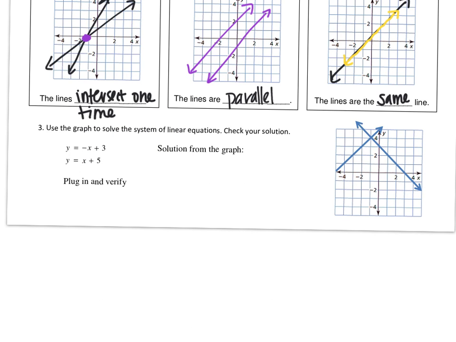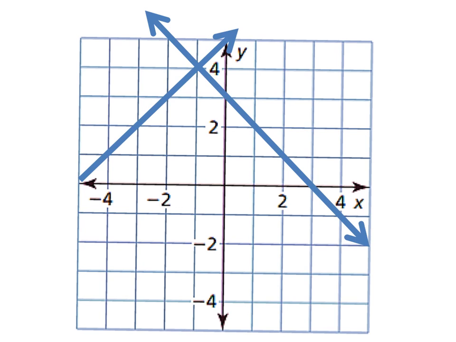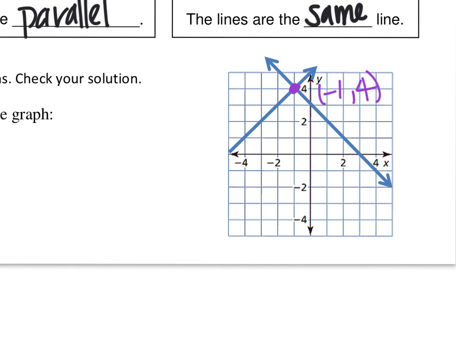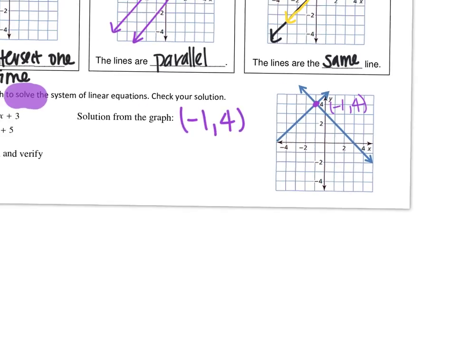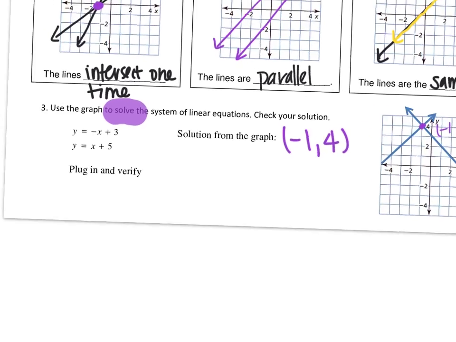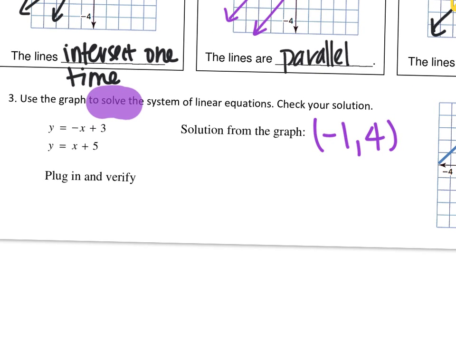Question 3 down here says use the graph to solve the system of linear equations. Remember, if we're looking to solve the system, we're looking for where these lines intersect. Looking at my graph, they intersect here at the ordered pair (-1, 4). So our solution from the graph is the point (-1, 4). I can check that algebraically by plugging it into my equations and verifying, just like we did in problems 1 and 2.